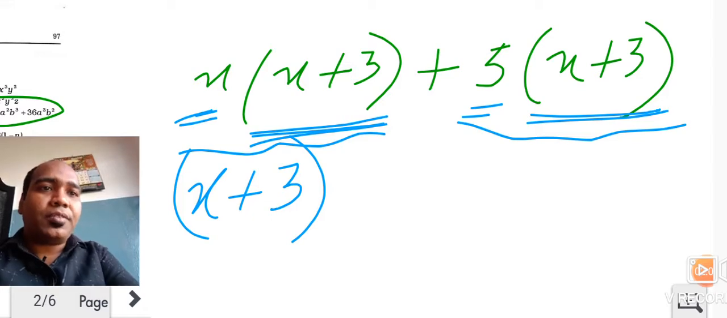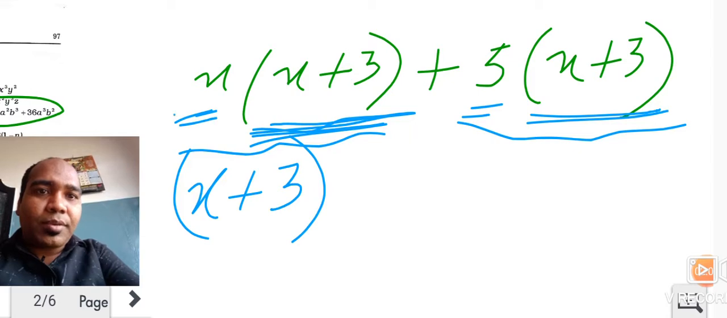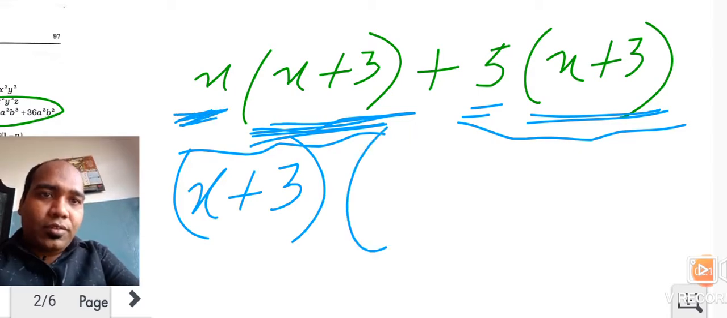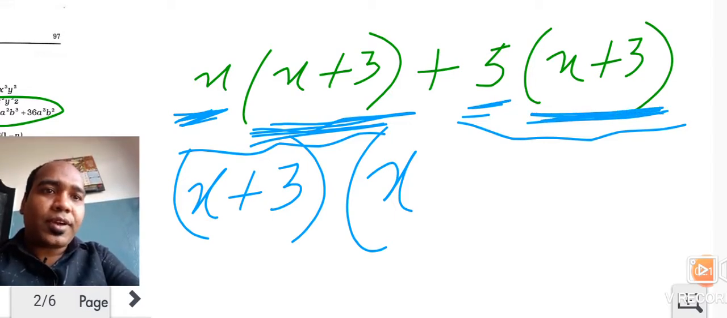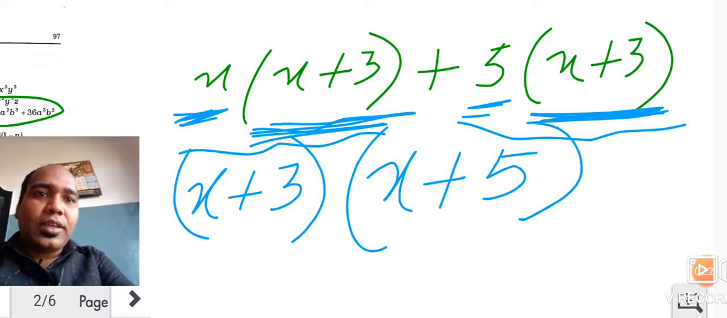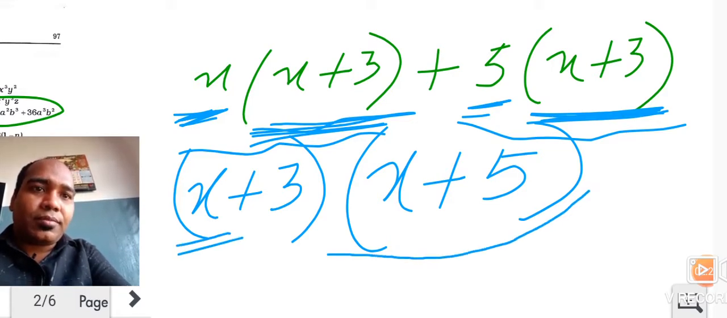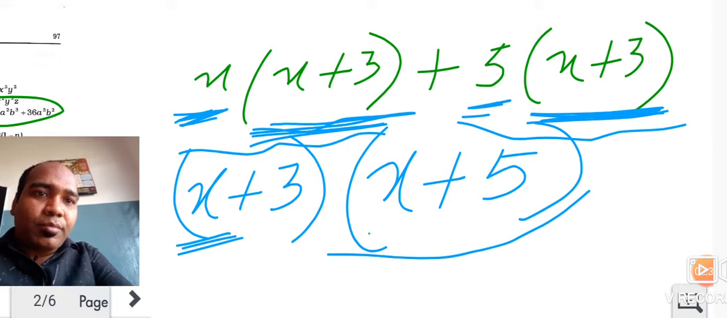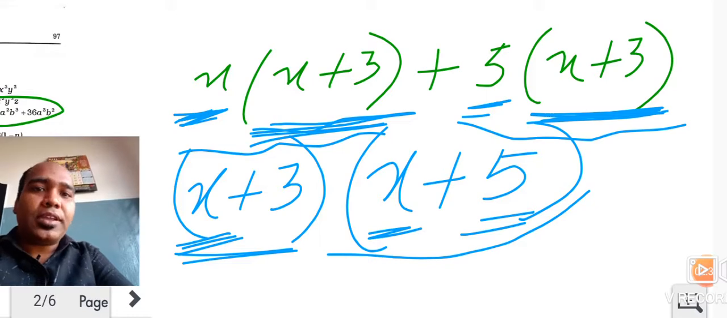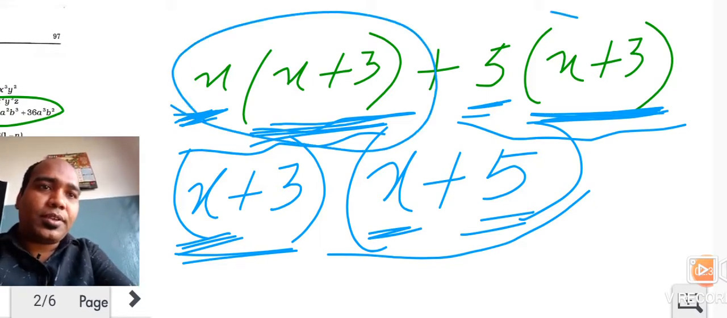Now, this x plus 3 is being multiplied here with x, so we will write here x. Then again this x plus 3 here is being multiplied with 5, so we will write here 5. If you break it, you will get the same thing: x plus 3 multiplied with x, again x plus 3 multiplied with 5. Again if you multiply, you will get the same thing.